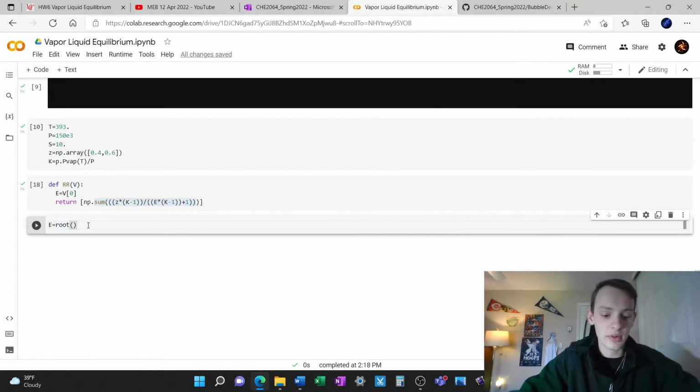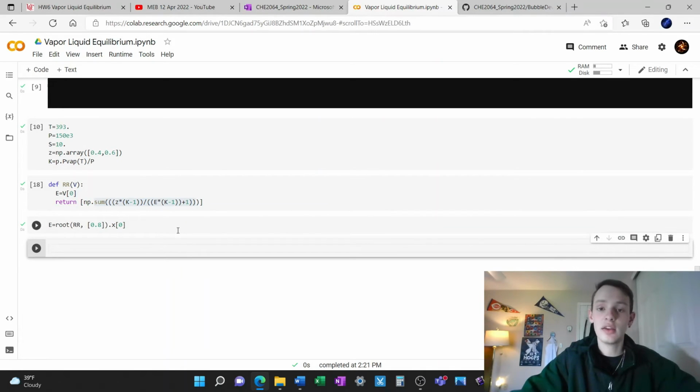So we need to supply our function, RR for Rachford-Rice, and then we need to guess an E value. As I said, it's the mole fraction in our vapor phase, so it's between 0 and 1. Let's just try 0.8. We'll take the X attribute out of that and pull that number out of the array that it will be in. And then we can use this to find the 4 unknown values that we're after.